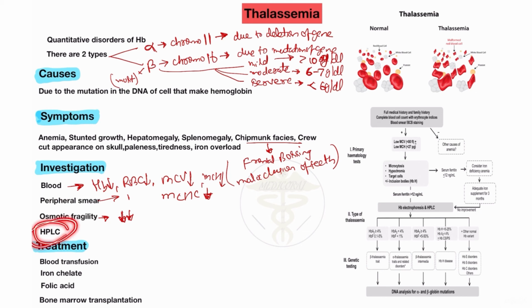And this HPLC I already discussed in the other thalassemia video. HPLC is the investigation of choice for thalassemia. So HPLC is the investigation of choice. And then there are the blood smear, peripheral smear, and osmotic fragility.